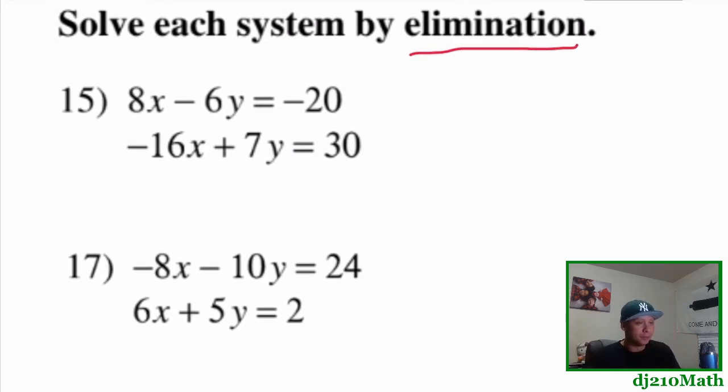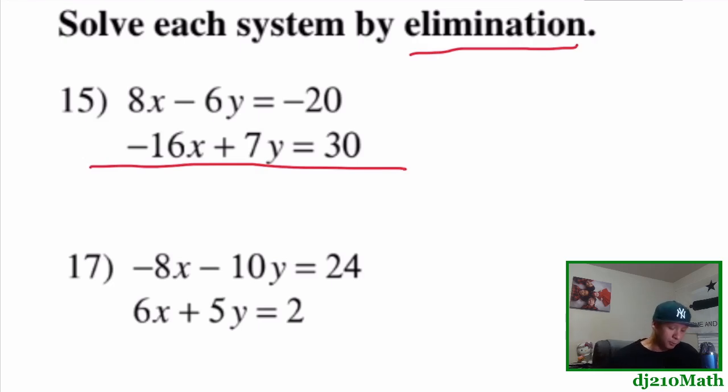So recall what it means to eliminate. I need a variable to somehow have the same coefficient number-wise, but the opposite sign. So there's multiple ways of doing this. I'm just going to do it how I see it, and then you can follow along or do it another way or whatever you think. All right.